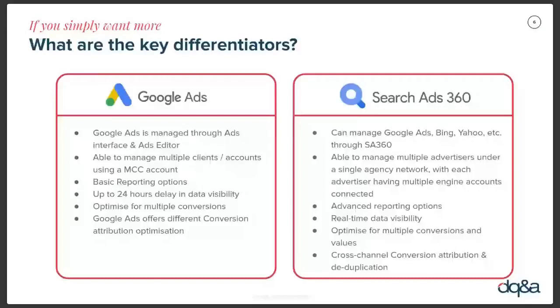So you can basically report on all search engines, also on your social, in one single report, which you can automatically generate and send to you or anyone else you want to show it to. You have real-time data visibility, and you can optimize for multiple conversions and values at once, not just a single one. And you have cross-channel conversion attribution and deduplication.